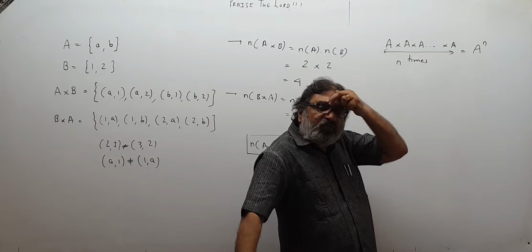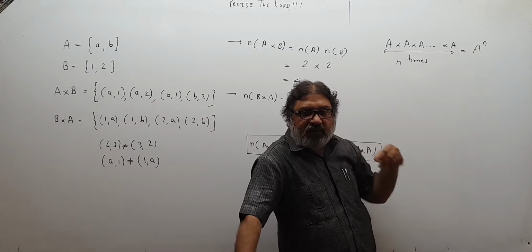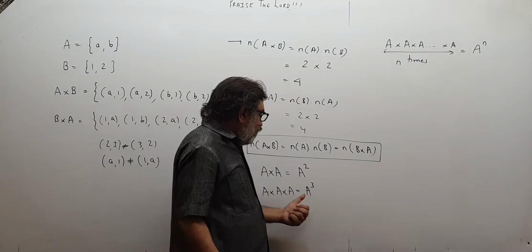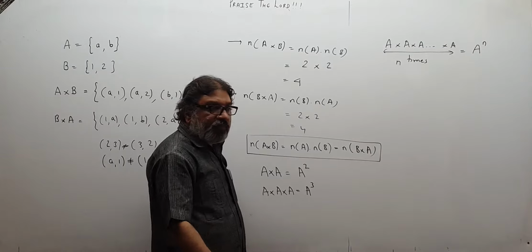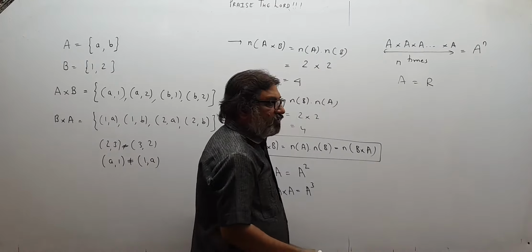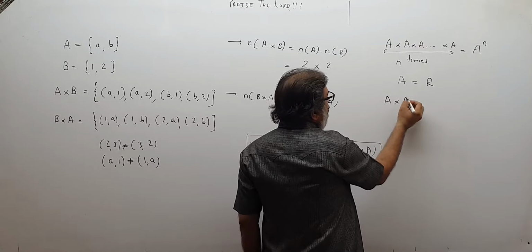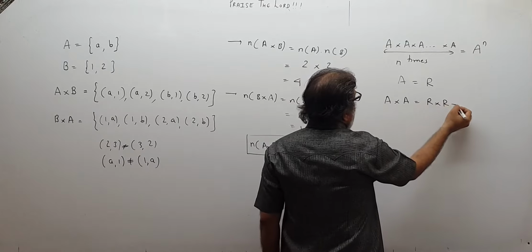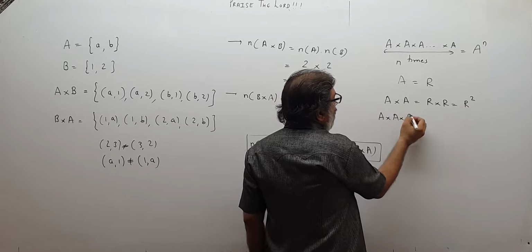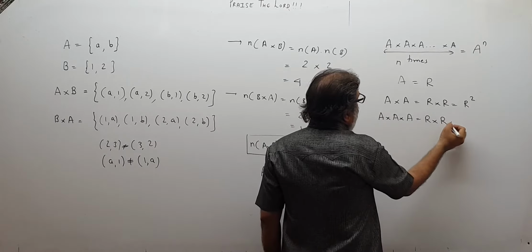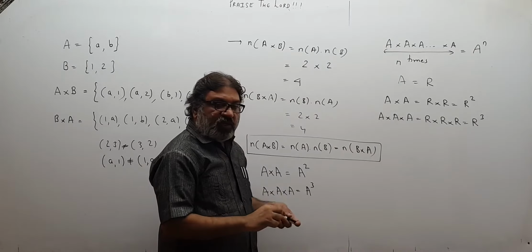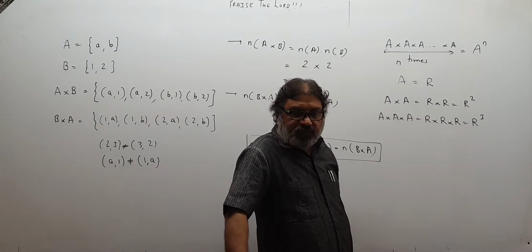This does not mean A raised to n as a power. Please don't make the mistake. This is not power and indices. This is just a notation to write like this, to understand. So A cube means A cross A cross A. If A is the set of real numbers, so A cross A will mean R cross R, and that will be R square. And A cross A cross A will be R cross R cross R, and that will be R cube. Like this you have to think.